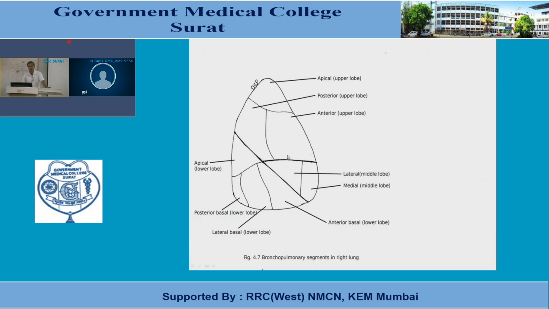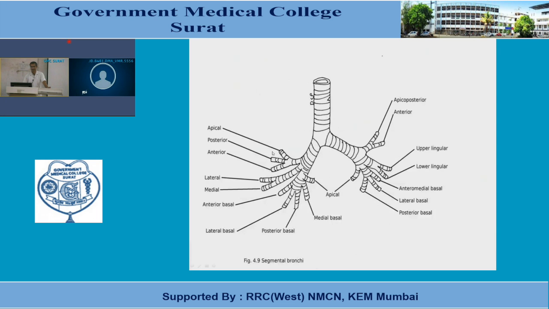Now these are the bronchopulmonary segments in the right lung, and these are in the left lung. You can see apical, anterior, posterior, medial, lateral, then apical, medial basal, posterior basal, lateral basal, anterior basal. Here again in the left lung, apico-posterior, anterior, upper lingular, lower lingular, then again apical in the lower lobe, then anterior basal, lateral basal, and posterior basal.